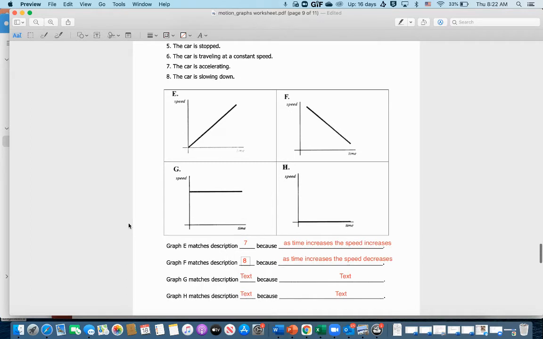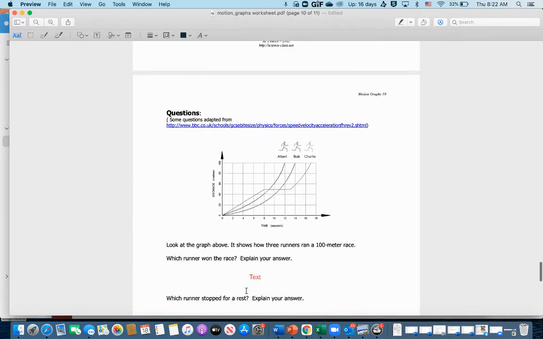Okay, I'm going to go to graph G here. So as time increases, the speed doesn't change. The speed is staying the same. So as time increases, the speed remains constant. So that's going to be not the car stopped, but it's traveling at a constant speed here. So that's going to be 6. Now this is the special case of as time increases, there is no speed. So as time increases, there is no speed. And that's going to be 5 right there. The car is stopped. All right, go ahead and get those down. Pause if you need to at any time.